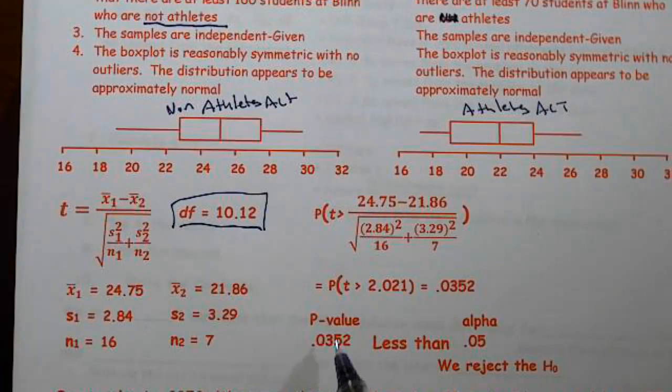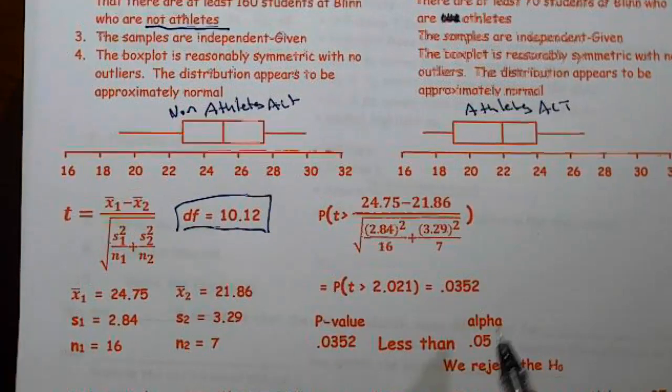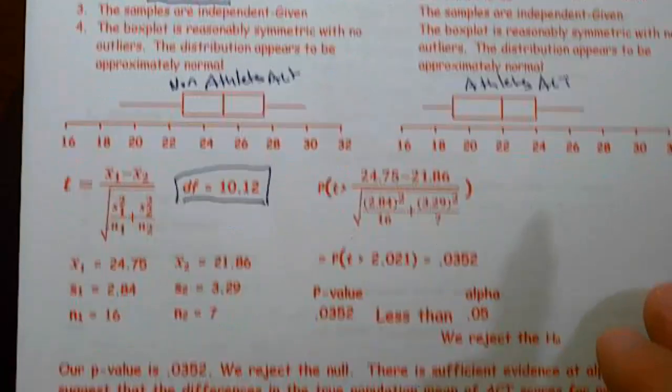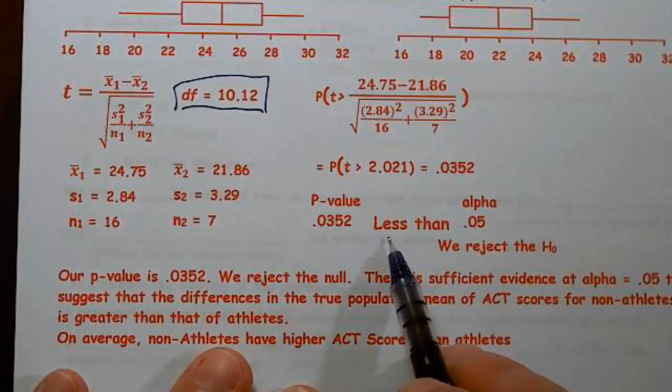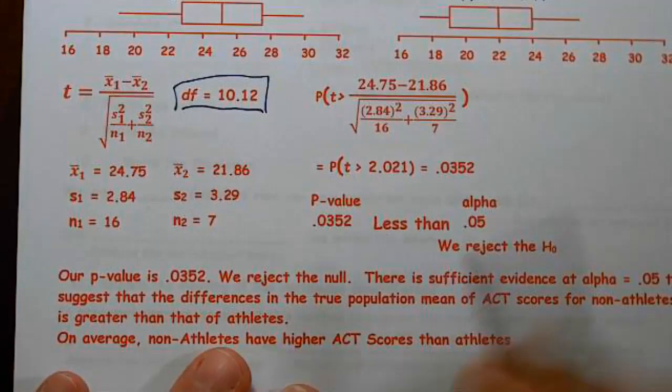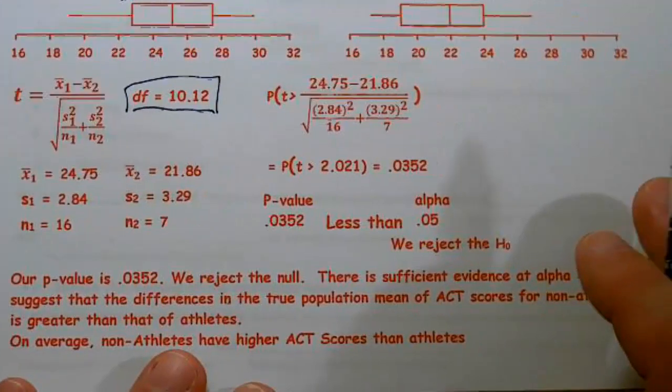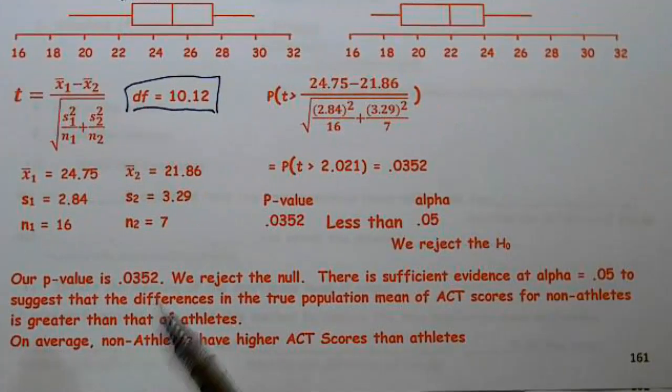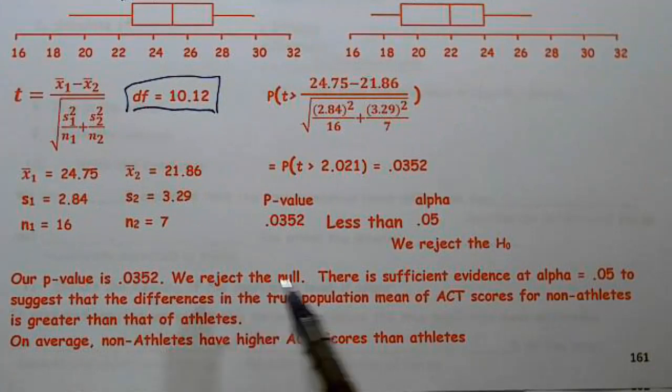We got a p-value of 0.0352. They told us alpha is 0.05. So this is less than. Because it's less than, we're rejecting the null. So what are we saying? Our p-value is 0.0352. We reject the null.